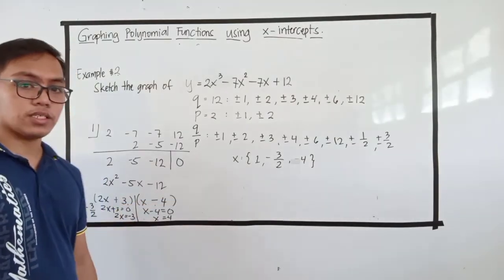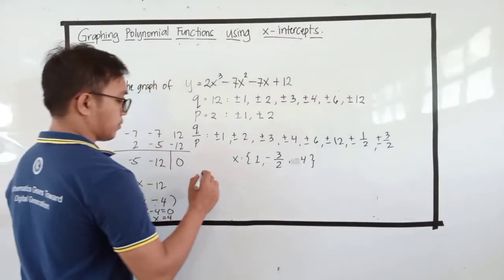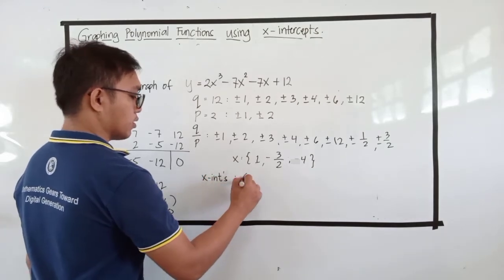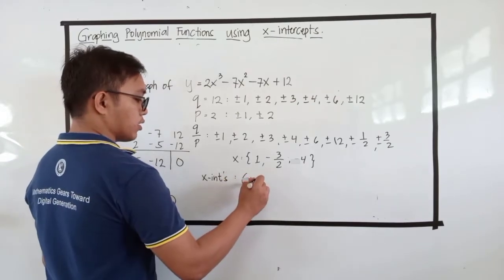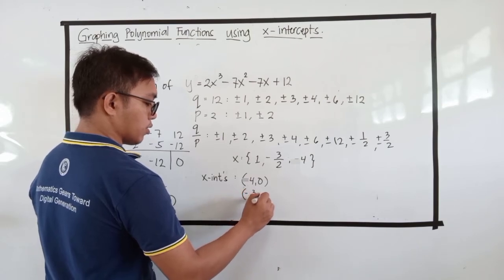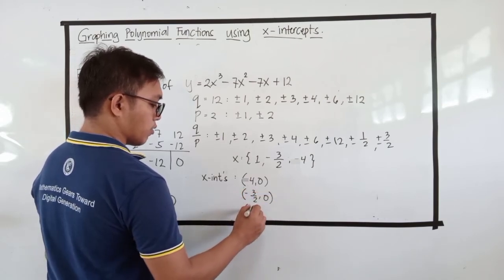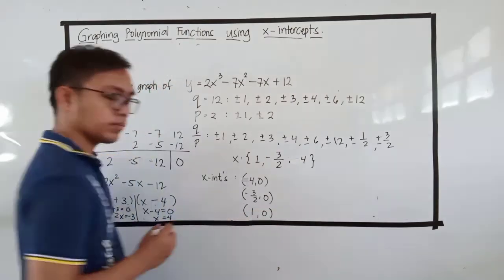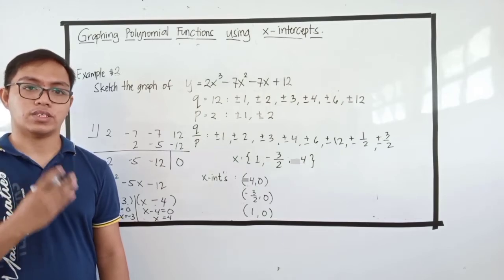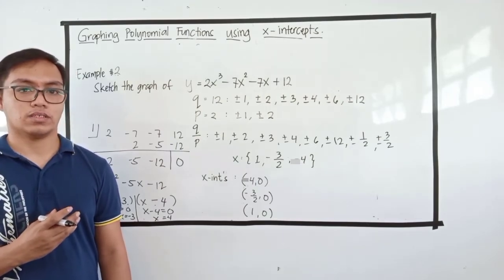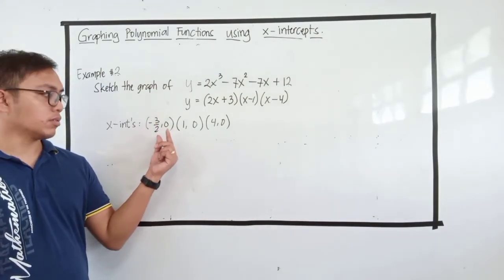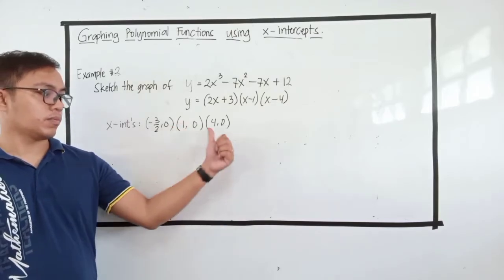after getting the roots, we can say that the x-intercepts are 4, 0, -3 over 2, 0, and 1, 0. Let's proceed now in finding the trend of this given function. We have now the x-intercepts, -3 over 2, 0, 1, 0, and 4, 0.